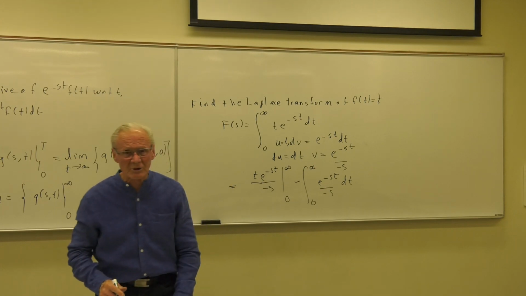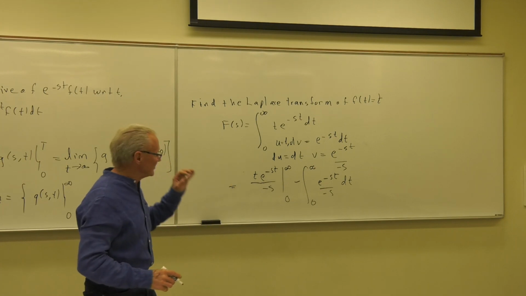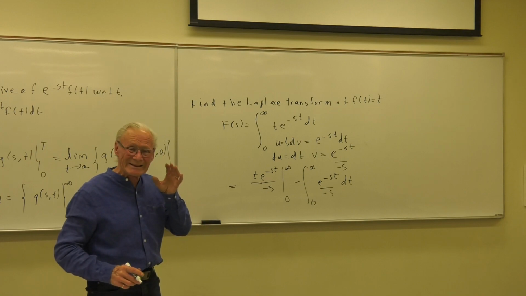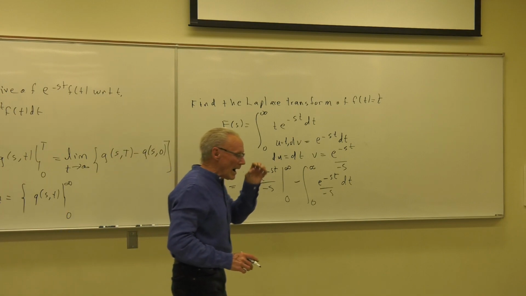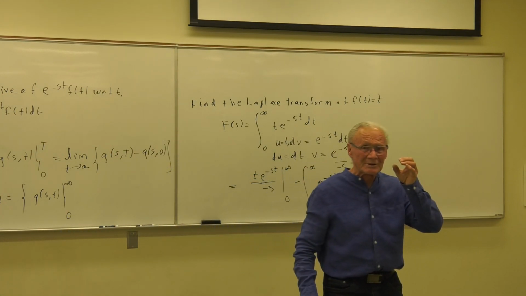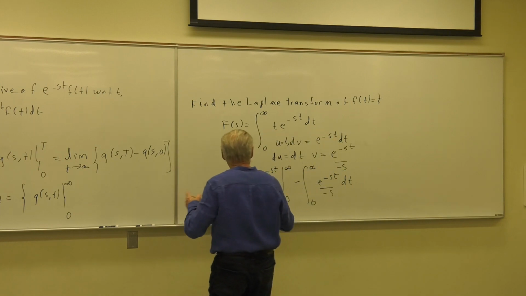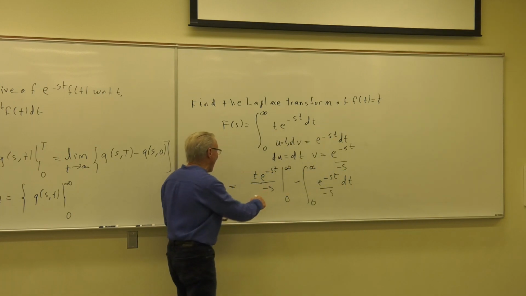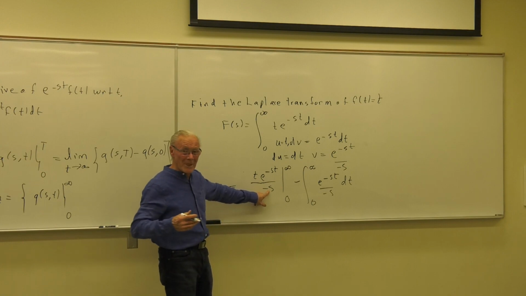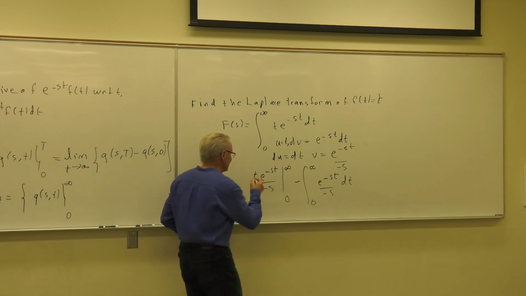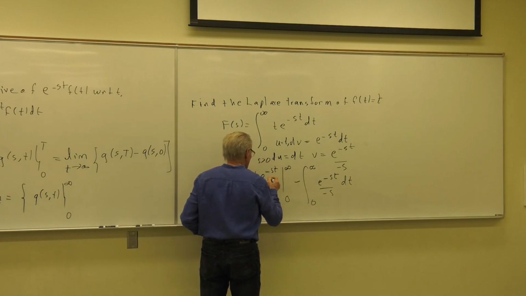So we don't want s to be negative. We want this Laplace transform to exist. And remember, I have to find out the values for which it does exist. Well, I can't put s equal to 0 either, because I'd have a big problem with the denominator. What if s is greater than 0?